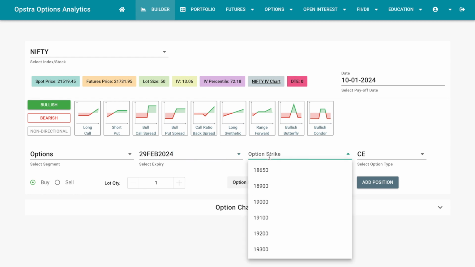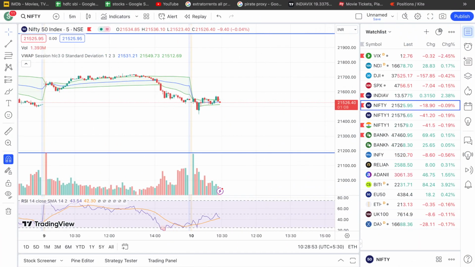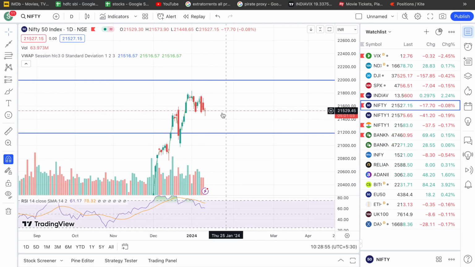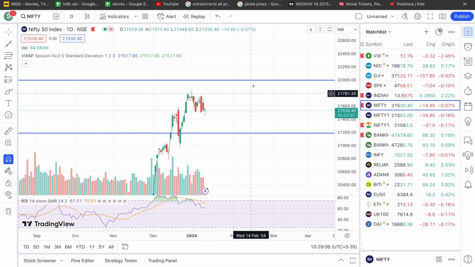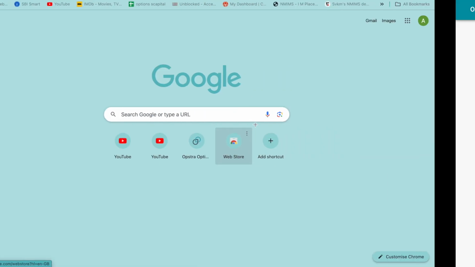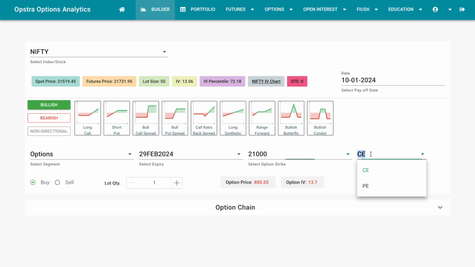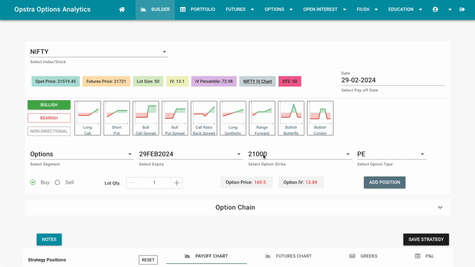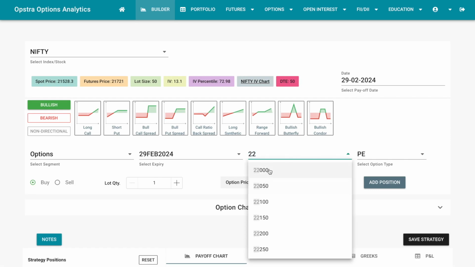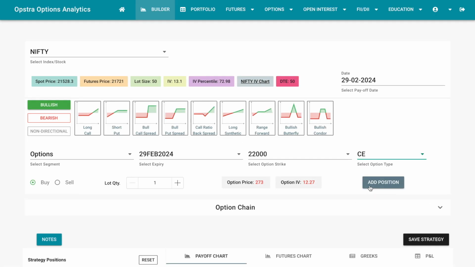First and foremost, we'll see where the market is lying, and this strategy will probably be made on the daily candle. We'll take 21,500 as the pivot, and directly for February we'll go ahead and buy the 22,000 CE and the 21,000 PE. Let's check out the 21,000 PE. We'll go ahead and buy that. Now let's buy the 22,000 CE. This is the CE, and this is buy.